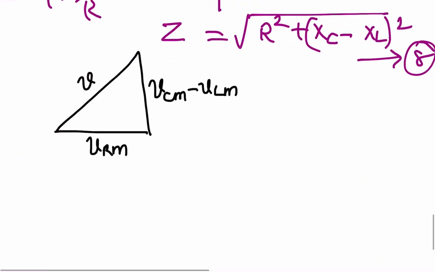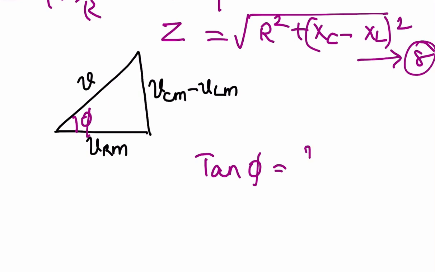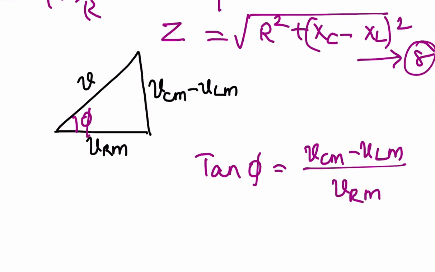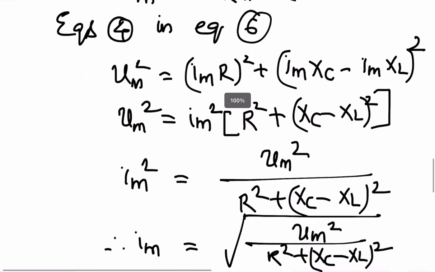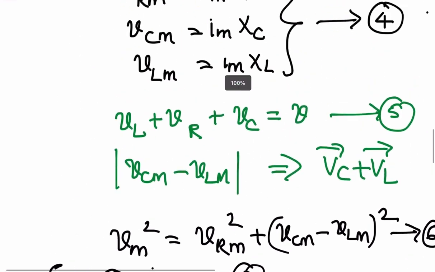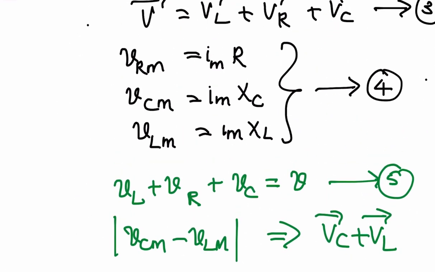Then you can write tan phi is equal to opposite side, that is VCM minus VLM, divided by adjacent side, that is VRM. Okay, then let it be equation number 9. But if you go up and see, we have VRM, VCM, VLM values here in equation 4. Substitute them, that is equation 4 in equation 9.